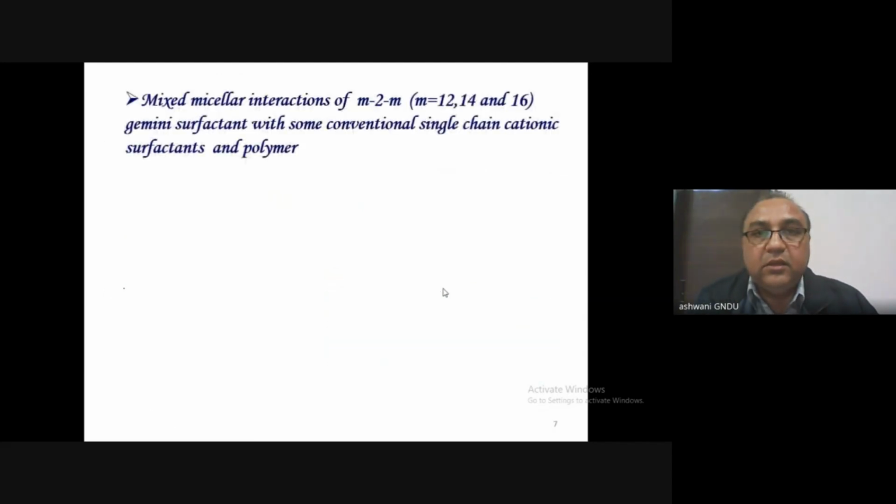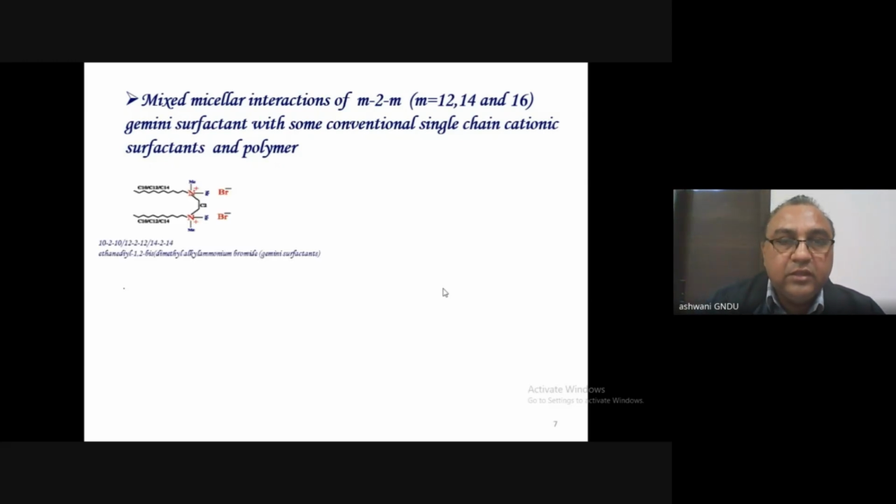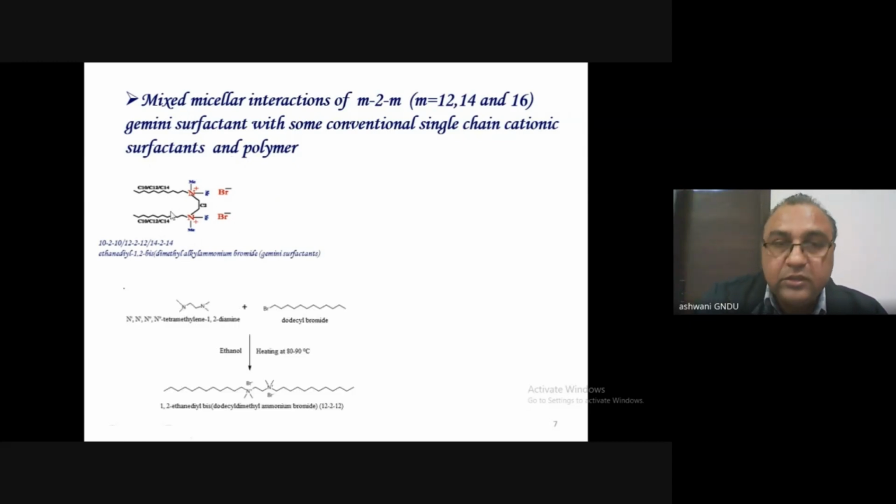Next is again the mixed micelle formation of a special type of surfactants called Gemini surfactants, with some conventional single chain surfactants as well as with polymers. This is called a Gemini surfactant. A normal surfactant has one polar head group and one tail, whereas a Gemini surfactant has two head groups and two chains. This is how it is manufactured.